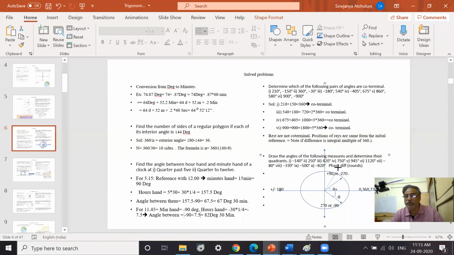Next is 750. Take off 720, then we get 30. This is plus 30. 945, similarly like that. 1120. 1120 is what? If you take 1080, 1120 minus 1080 is around 40. So it is around 40 degrees. Like that. So minus 330. From here, it is going to minus 330, so 30 on the top side. Minus 500. So 360 minus 140. Minus 500 means minus 140. It's around here. So like that, we should be able to understand the measures.